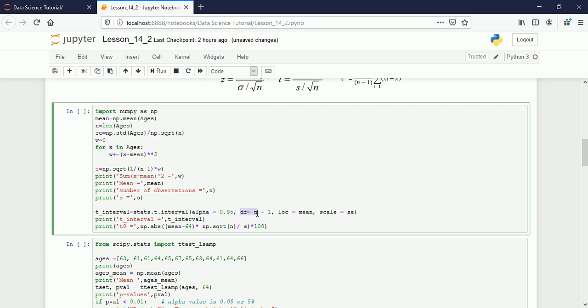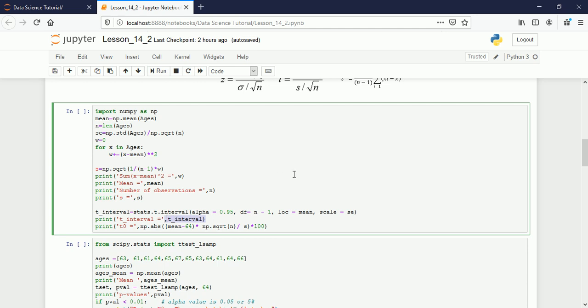So df is equal to 9, okay, minus 1. Degree of freedom is equal to how much? It is equal to sample size minus 1, and we talked about why we are subtracting this 1. Then loc is equal to the mean, so the leftmost value should start with the mean value, and this is the standard error that we are going to find, and I am going to print the interval here.